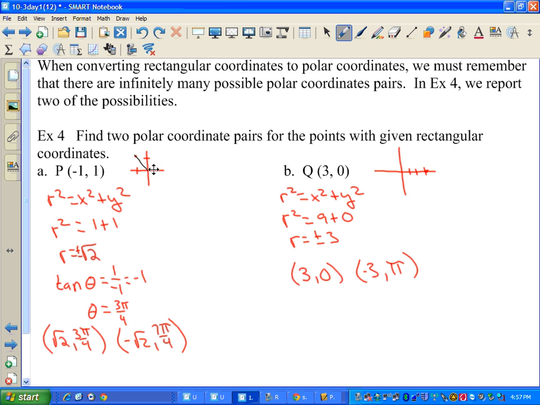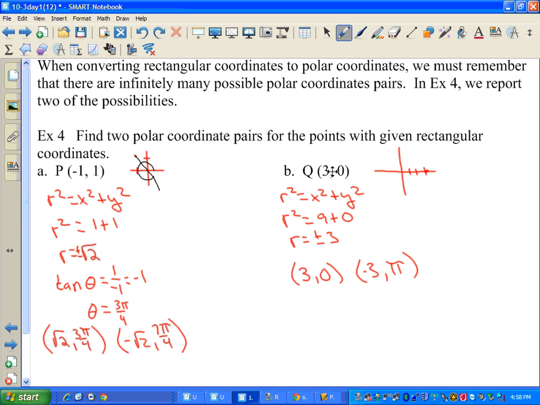And if I go to 7 pi over 4, which is pi radians around the circle past the 3 pi over 4, and then make the radius negative square root of 2, we get to the exact same point.